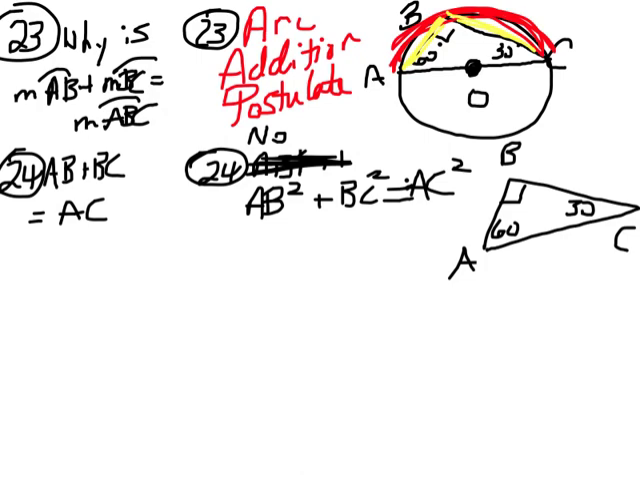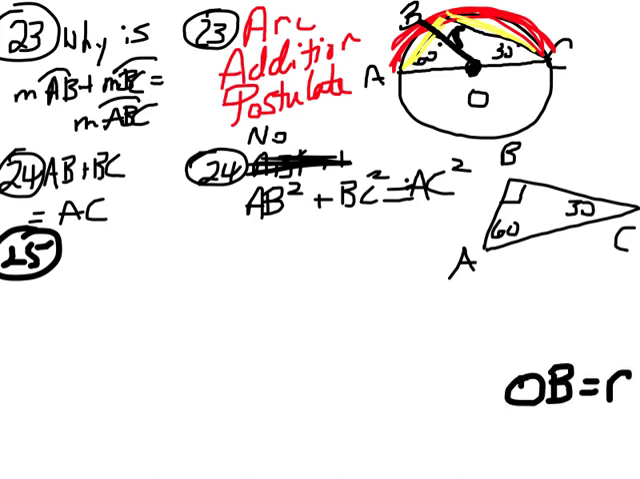Okay, 25. Copy the figure and draw OB. Okay, I'm going to draw it here. OB, also label it R. Okay, so it's R. OB is the radius, and it's going to be R.